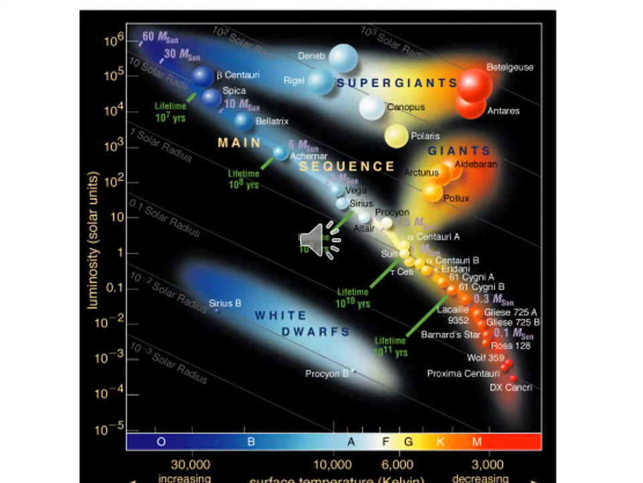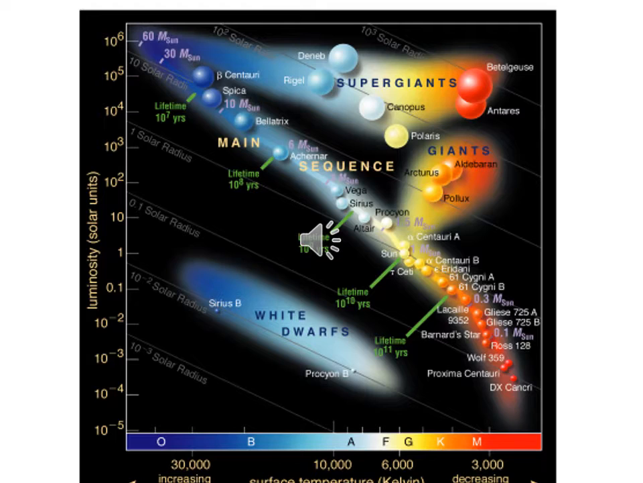Here's an HR diagram that has, among other things, the masses listed for some of the stars. So you look down there on the red end of the main sequence and you see a little purple thing in there that says 0.1 M sun. And then at the very top of the main sequence in the blue you see this thing that says 60 M sun.